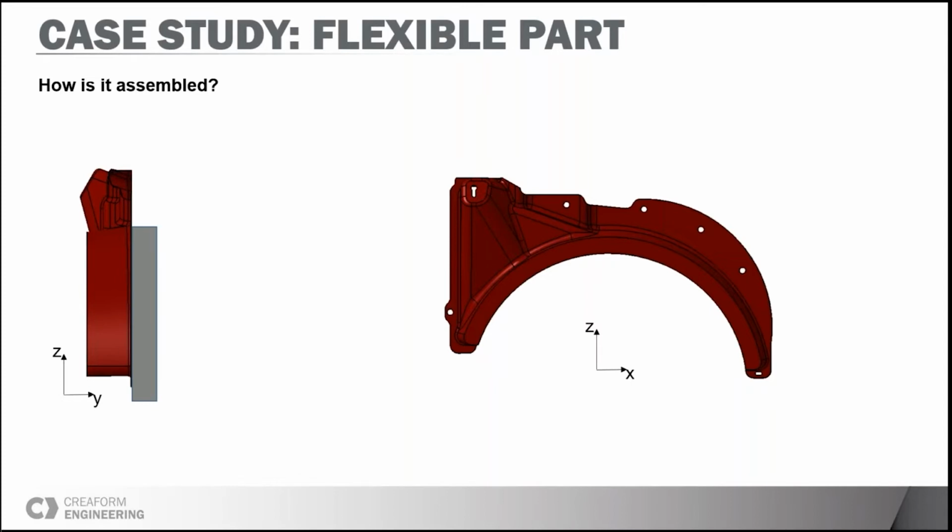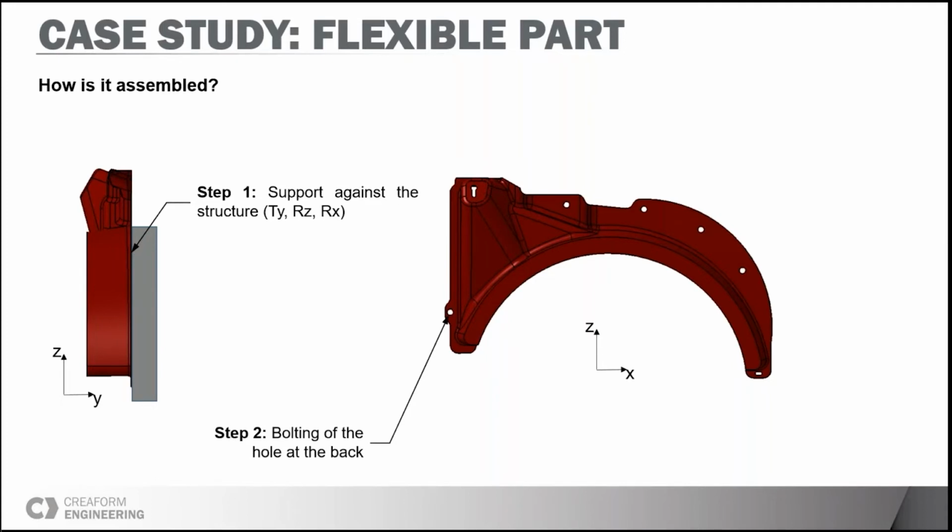In the case that we have here, we will support the part against the structure right here on the main bolting interface. Then we will bolt the hole at the back of the fender. Once that is done, the part can only rotate around that point. If we bolt the slot at the front, the part won't be able to move anymore. At that point, for any other type of part, we would be done because we have locked all degrees of freedom. The part is fully constrained.